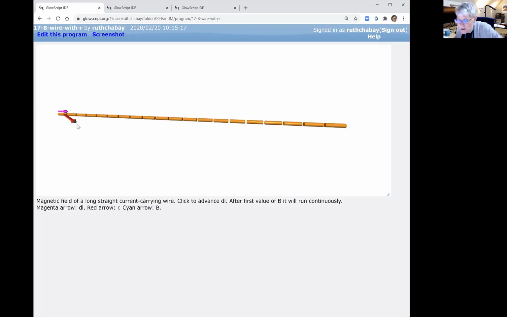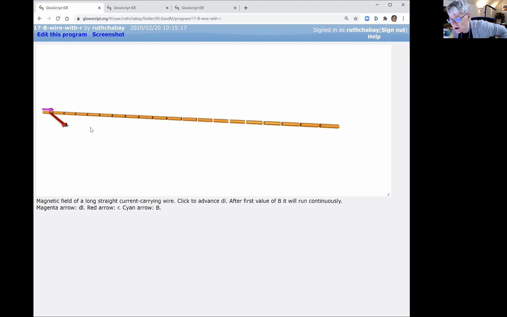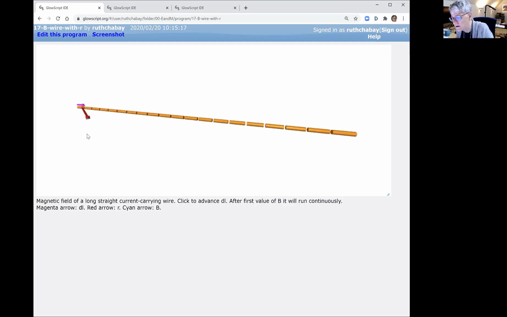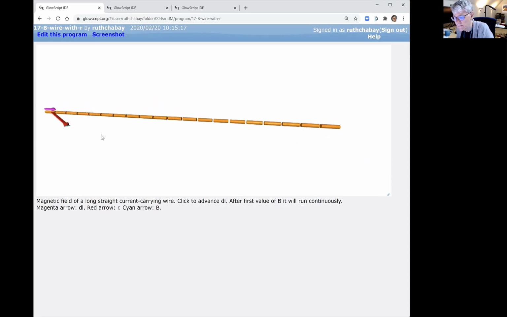And there's a little teeny cyan arrow there, which is hard to see, which is the contribution of that particular segment of the wire to the magnetic field there. So we have delta L cross R hat. See if you can figure out which way the field points, and this is off to the side of the wire. So let's see what happens when we step through just adding up the contribution of each segment.